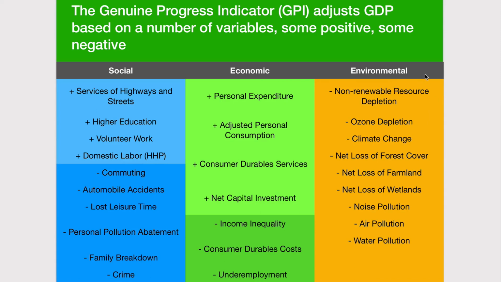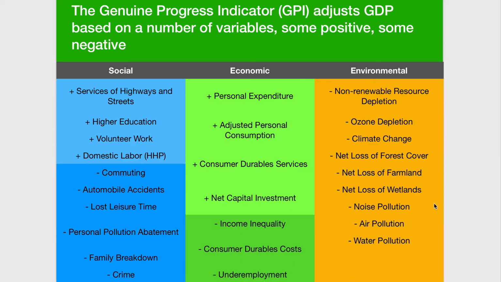Notice there's no positives in this column, okay? These are all negatives. So they've got an entry here for non-renewable resource depletion, for ozone depletion, for climate change, for net loss of forest cover. Notice this is net, okay? So if you plant trees, it's the trees planted minus the trees cut down, right? And for the loss of farmland.